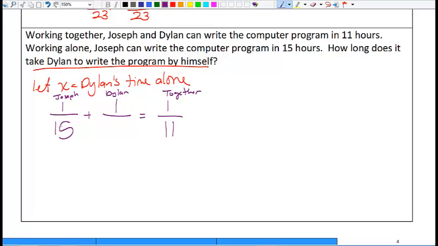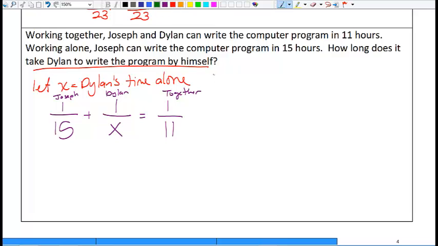But if you want to understand why, it's because we're trying to find the rate at which Joseph can do it in 1 hour and how much can Dylan do in 1 hour and then how much together they can do in 1 hour. And then we can compare these things using the same rate. Okay, so we don't have Dylan's time. So I'm going to put x for Dylan's time.